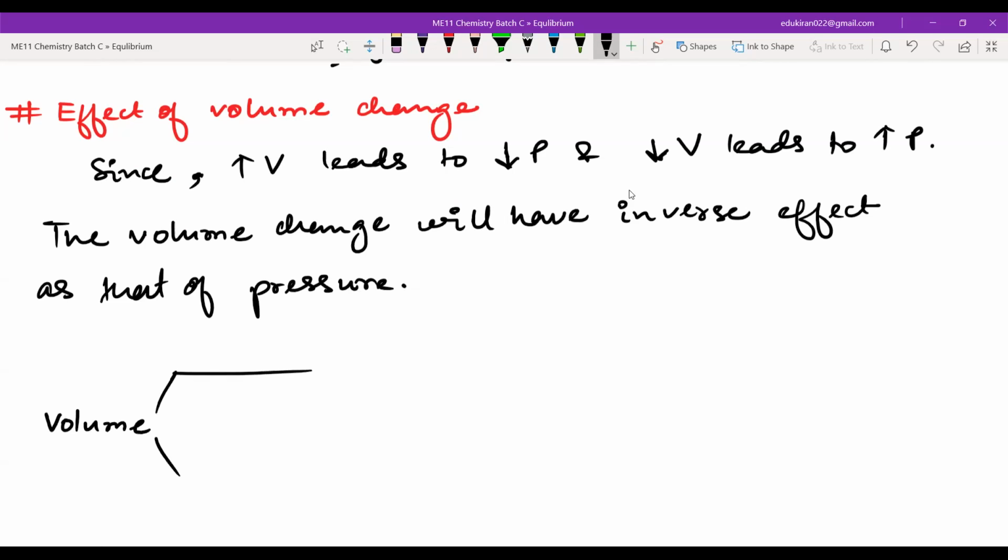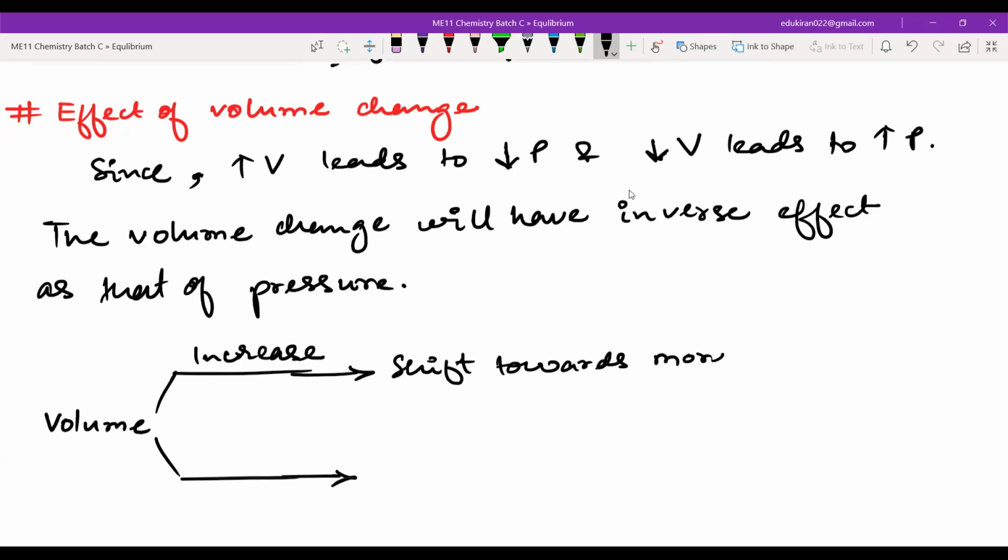Two things can happen from volume. It can increase or it will decrease. So if the volume is increasing, what is happening? The pressure is decreasing, right? So if the pressure is decreasing, then it will go towards where we have more number of moles. Shift towards more number of moles of gas.